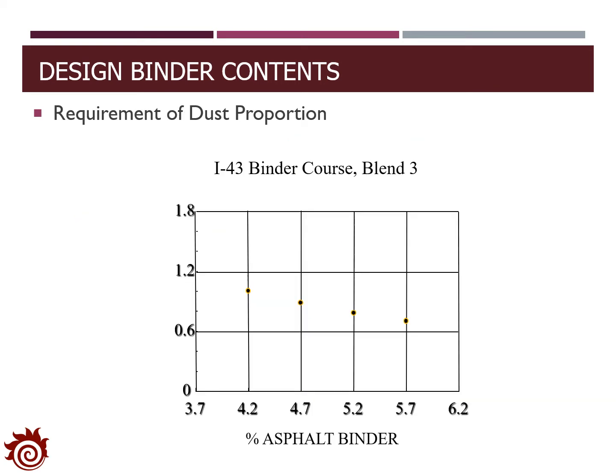Similarly, we also want to estimate the dust proportion at the designed asphalt contents. From the experiment, we can find out 4 points for the dust proportion with respect to the asphalt contents, and then we can apply the line to fit to all these 4 points. With the asphalt contents of 4.7%, from the line, we can find the dust proportion as 0.9.